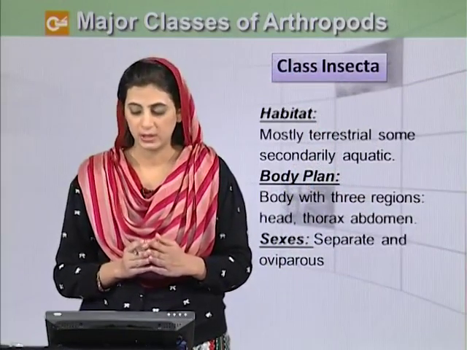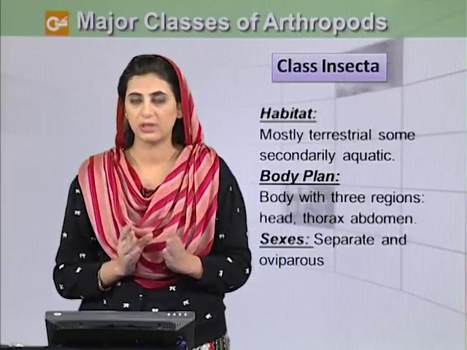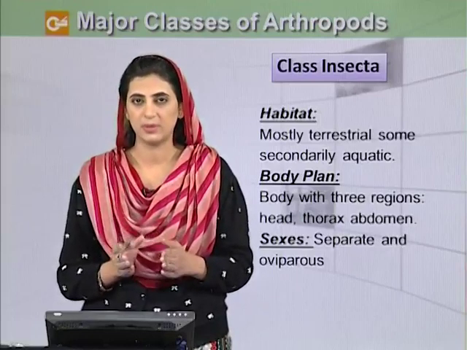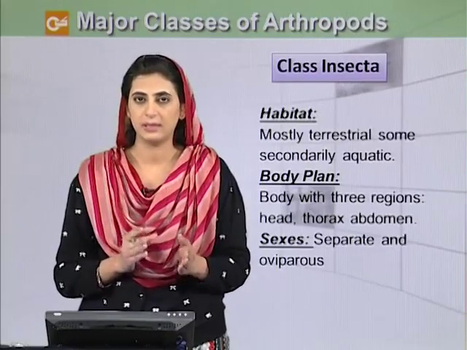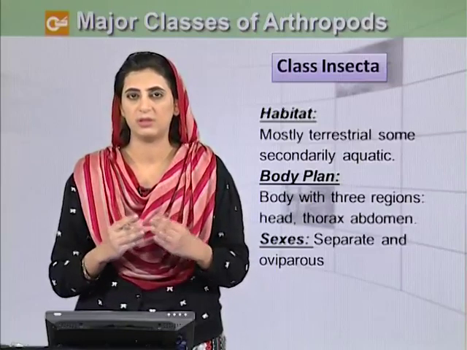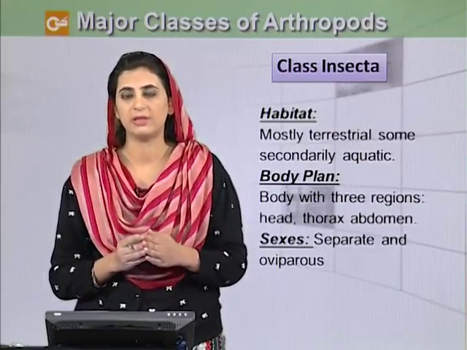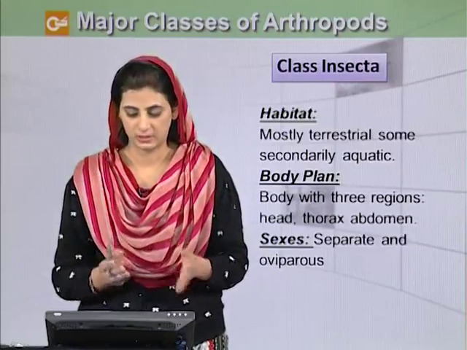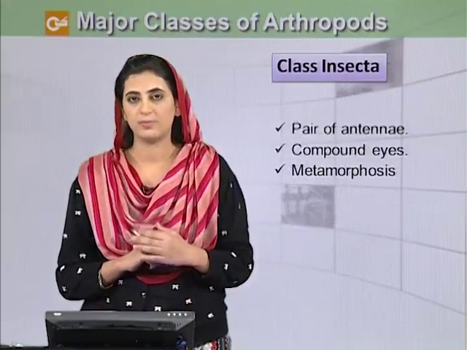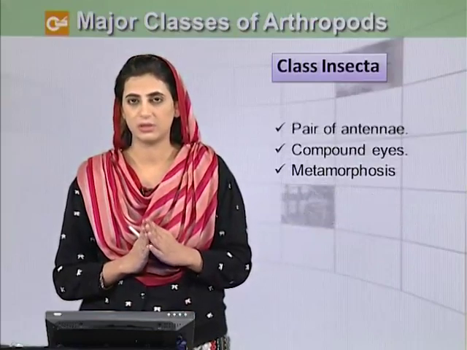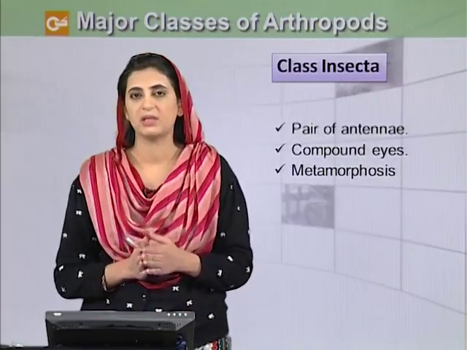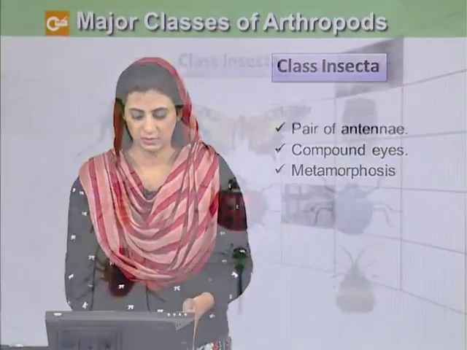And next class is class Insecta, which is a very famous class, and it is mostly terrestrial, but some are secondarily aquatic too. And their body consists of 3 regions: head, thorax, and abdomen. And their sexes are separate, and they are oviparous, meaning thereby they lay eggs. And within the mother's body there is no or little development of these embryos. And then they have a pair of antennae, which are sensory organs, and they have complex eyes, which are called compound eyes, and they undergo the process of metamorphosis.